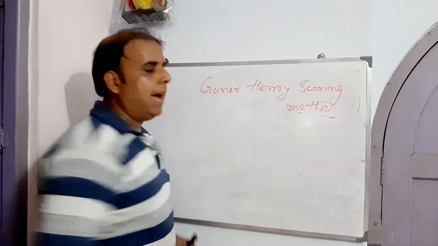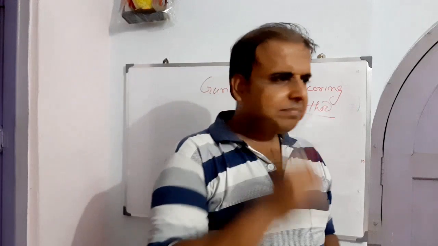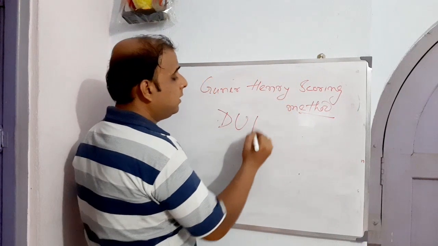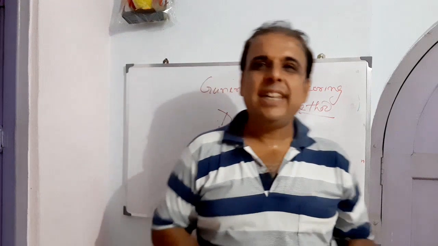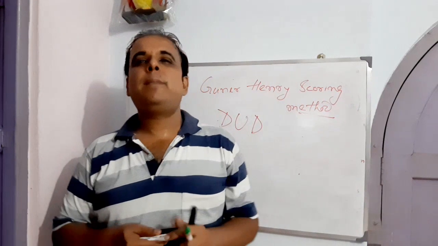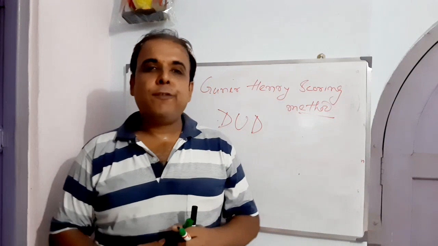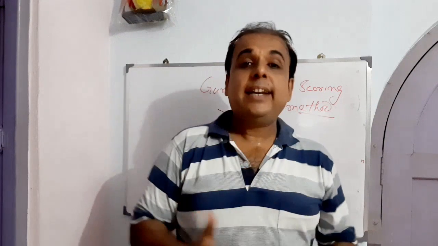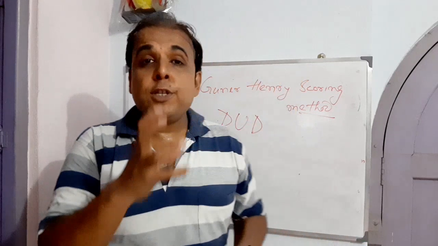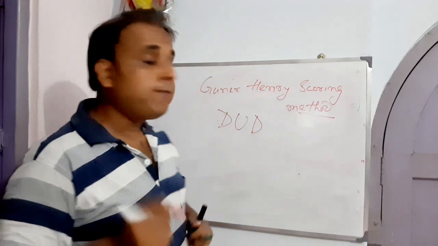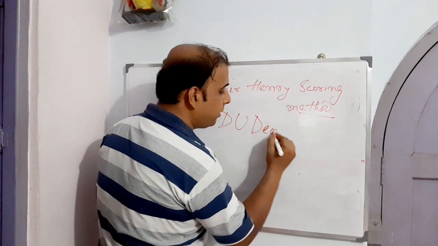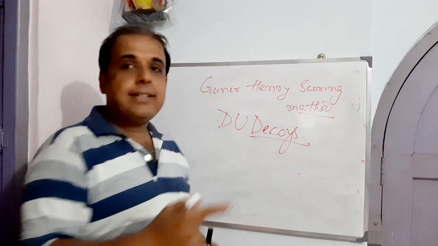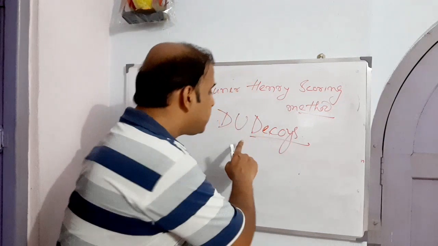So here I am going to introduce a new terminology that is called DUD. What is the DUD? DUD means directory. Directory of what? Directory of useful decoys. So decoys is found to be a new term, right? As I said, DUD means directory of useful decoys.